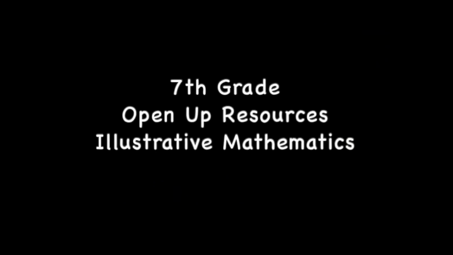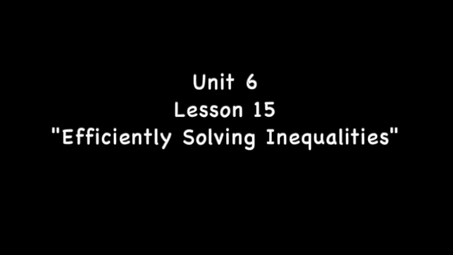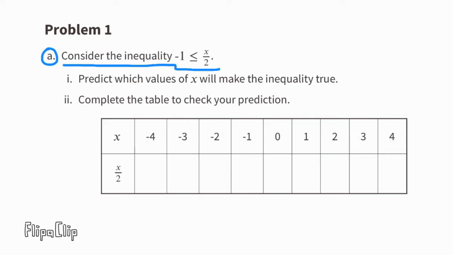Seventh grade Open Up Resources, Illustrative Mathematics, Unit 6, Lesson 15, Efficiently Solving Inequalities. Problem number 1. A. Consider the inequality -1 is less than or equal to x divided by 2. Predict which values of x will make the inequality true.